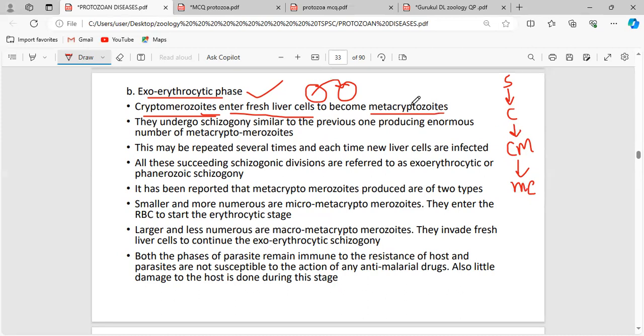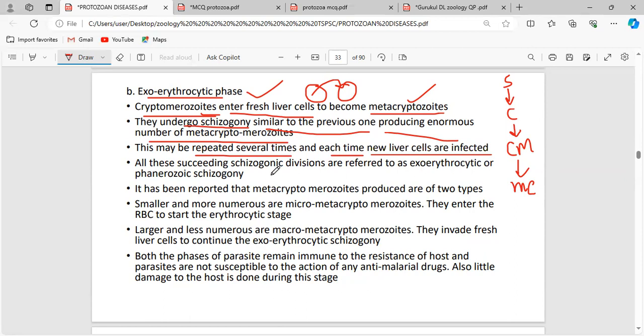Again, these metacryptozoites undergo schizogony, the asexual reproduction mechanism. Multiple fission happens here, similar to the previous one, producing an enormous number of metacryptomerozoites. This cycle is repeated several times, and each time new liver cells are infected. This is how the entire liver cells will be destroyed.